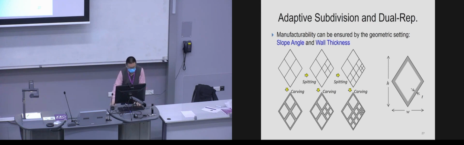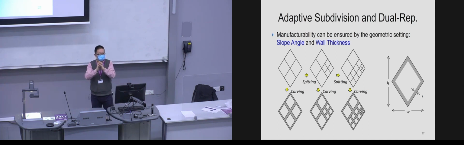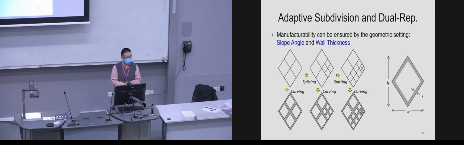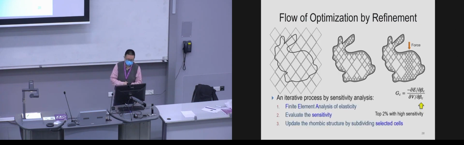Okay? So let's say we define a rhombic structure which is self-supported, and the angle is determined according to this material. Now we insert these rhombic structures inside of the solid and try to reduce the weight, by using the routine I introduced just now. Here is a bunny example. I want to insert rhombic structure inside, and if this is the force, I adaptively find out where is less important. So basically, we remove the material in those rhombic regions. Okay, so this is the basic idea.